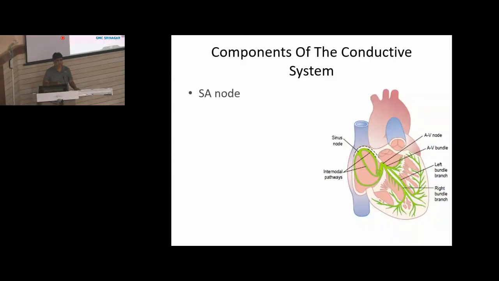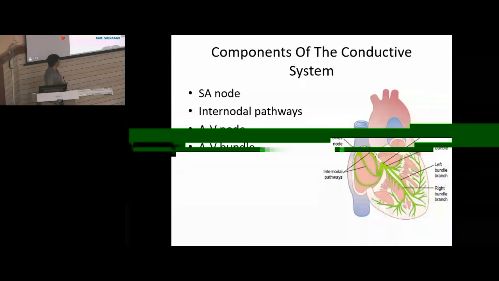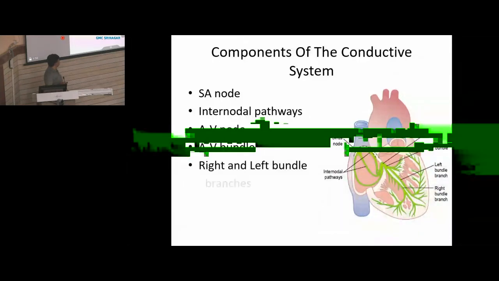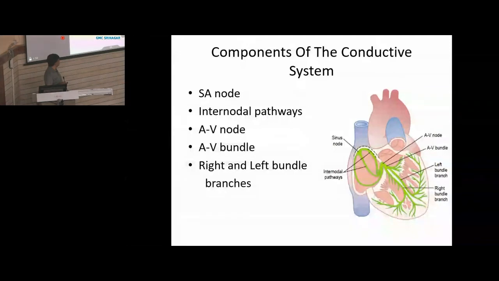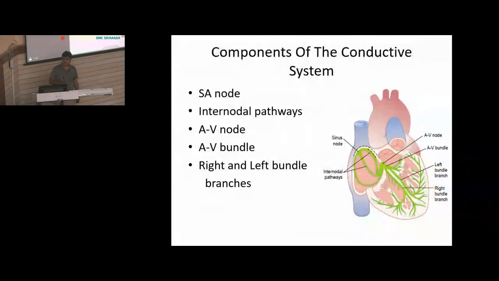So SA node is component number one, and from SA node we go down to the internodal pathways, and then we have AV node, and then we have AV bundle, and then we have right and left bundle. This forms our conduction system of the heart. So these are the components of the conduction system of the heart. As you can see in the diagram, I will show you more diagrams about that.